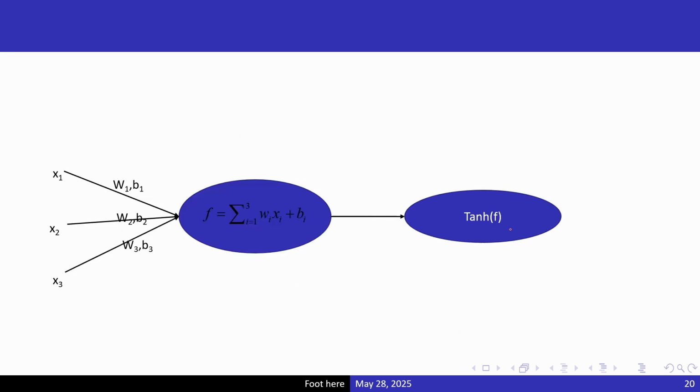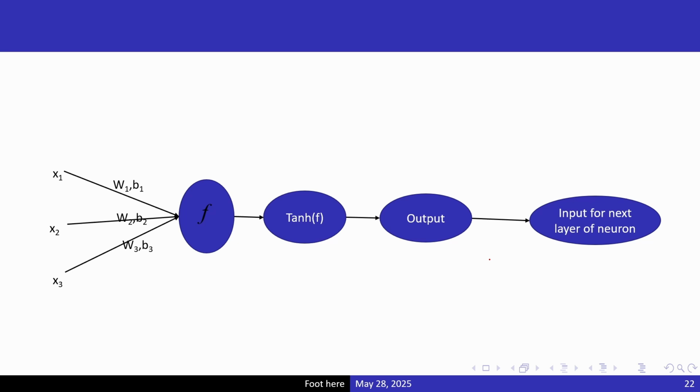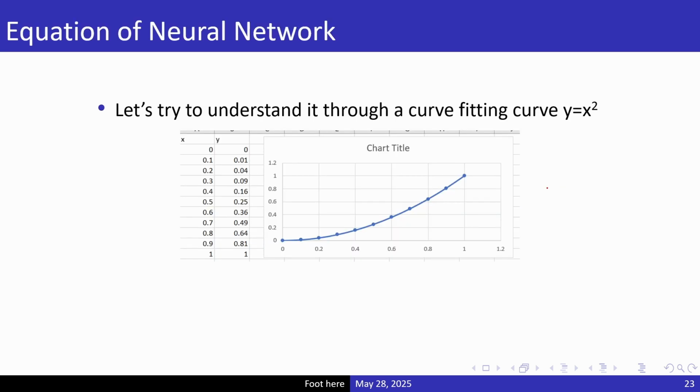After this, we feed that information to the activation function. In this example, we have taken tanh as the activation function. Once that is completed, we feed that to the next layer of neurons. Now we shall try to understand this through curve fitting, because if you go directly to a physics informed neural network, it may be slightly complicated.